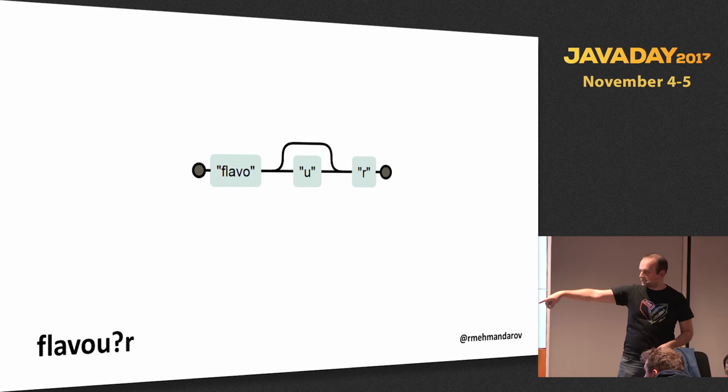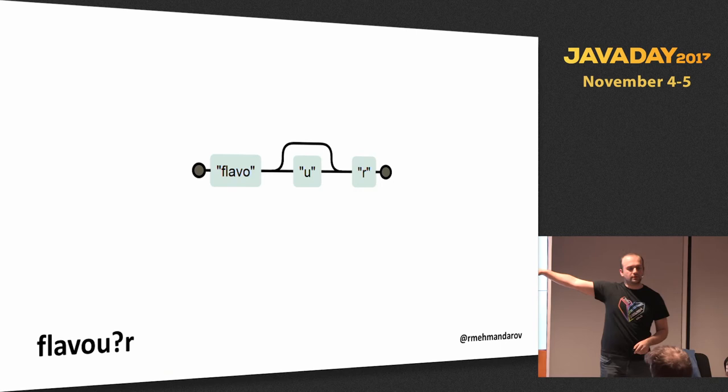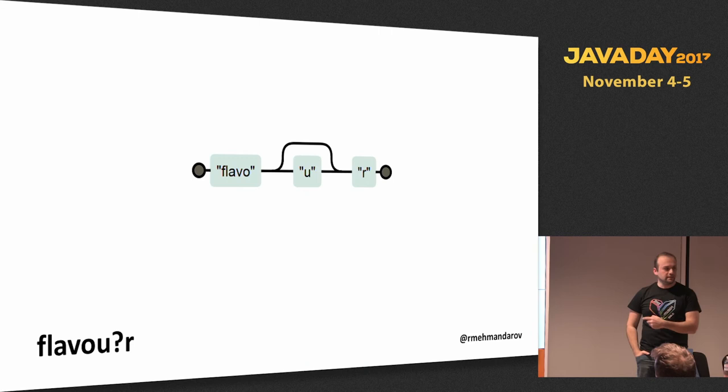You can say, I want flavor. Maybe there will be a u there, maybe there will not. I want you to match both of them, right? There is another use of that, there is another use in groups and stuff. We'll look into that in a bit.